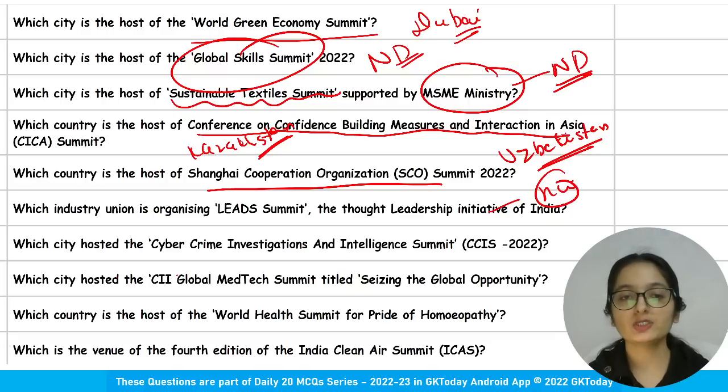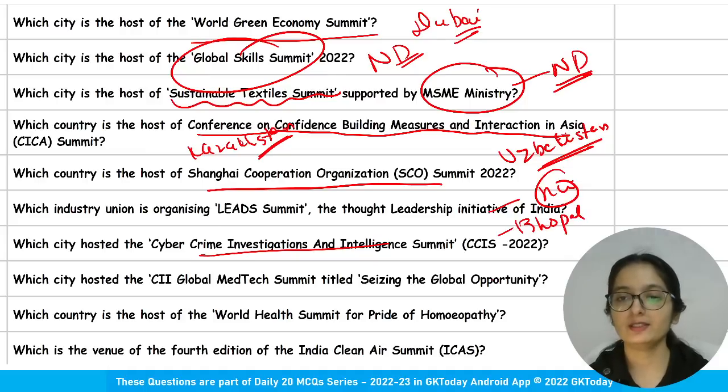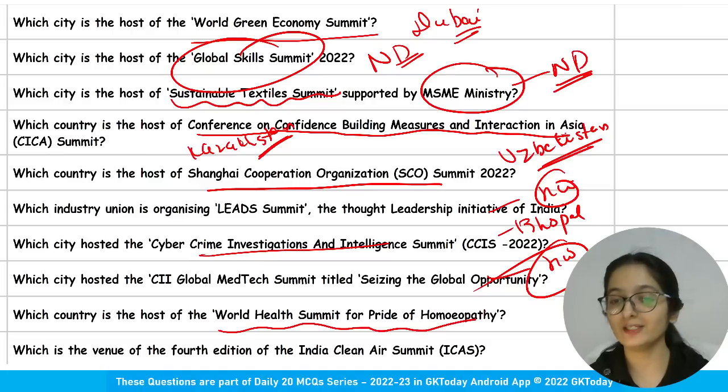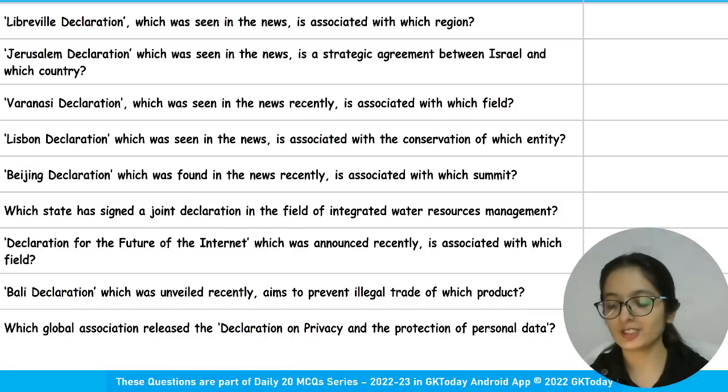Which city hosted Cybercrime Investigation and Intelligence Summit? Bhopal. Right? And this next question is also your homework. So 2 from this. Which country is the host of World Health Summit for Pride of Homeopathy? UAE. And which is the venue for the 4th edition of India Clean Air Summit? Bangalore.